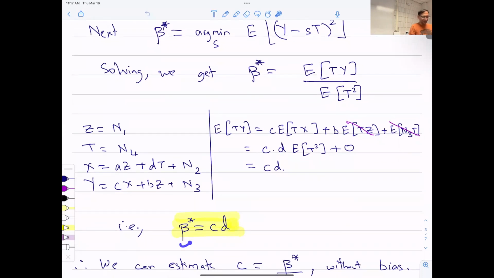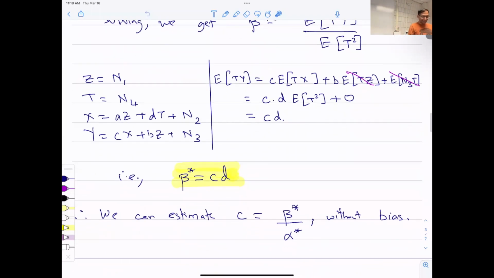You will get that the least squares coefficient is c times d. You can do this yourself. And therefore, you can estimate c by taking the ratio of these two things. This is an unbiased estimator. This is a cool idea. This is called 2SLS, or two-stage least squares. Even though there is no edge from t to y, the regression will give you c times d. Do you want me to show the calculation to show that you get c times d? Okay. Since somebody asked, let's actually show that.